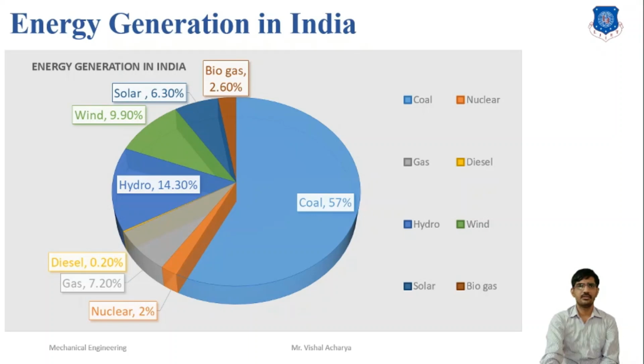Here, total electricity production in India by the sources: first is coal 57%, biogas 2.6%, solar 6.3%, wind 9.9%, hydro 14.3%, diesel 0.2%, and gas 7.2%. Here, total energy generation in India.